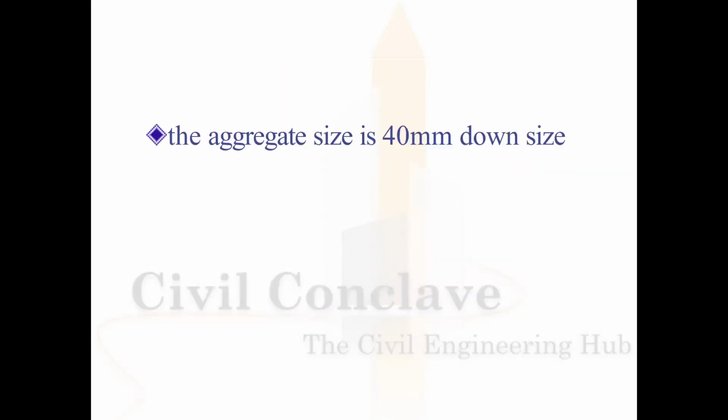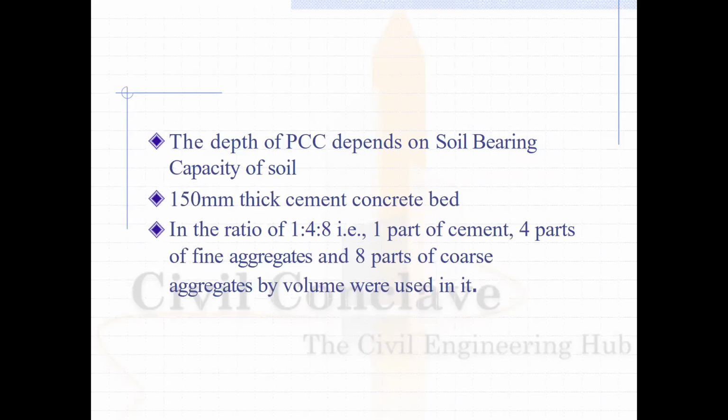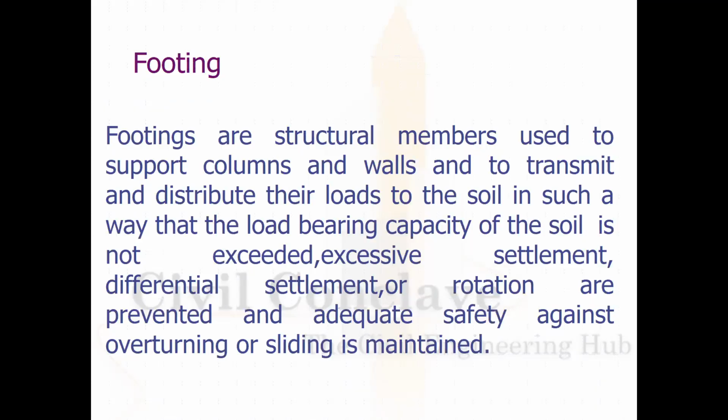The maximum size of the aggregate used in PCC is 40 mm. The depth of the PCC depends upon the bearing capacity of the soil. It should be a bed of at least 150 mm thick. It might be used in the ratio of 1:4:8, 1:3:6, and 1:2:4 when used in volume concreting.